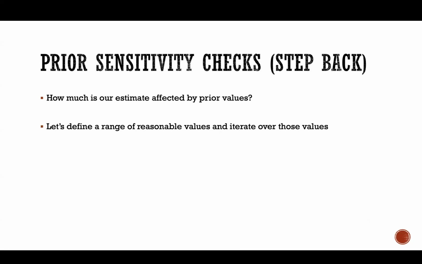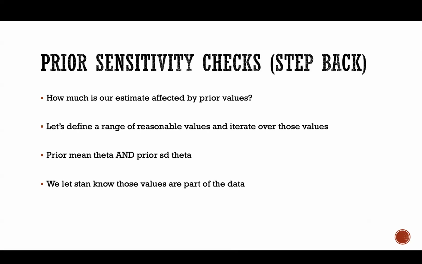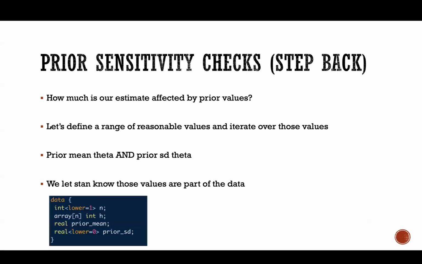So what we can do is to say, can we solve the problem by changing the priors? And this is going to be the last thing of today, right? How much is our estimate affected by prior values? We define a range of reasonable values and iterate over those values: the prior mean and the prior standard deviation. And then we let Stan know that those values are part of the data so that we don't need to recompile the model every time and we don't make the silly errors that I made.